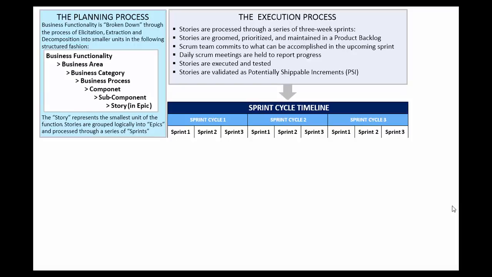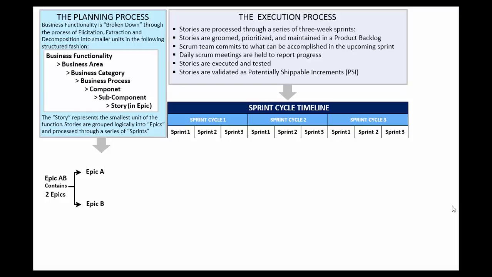Now let's watch a representation of this process on the sprint cycle timeline. In our example, we have decomposed a particular business function into an epic. We will call it Epic AB, which contains 2 related epics, which we will call Epic A and Epic B.